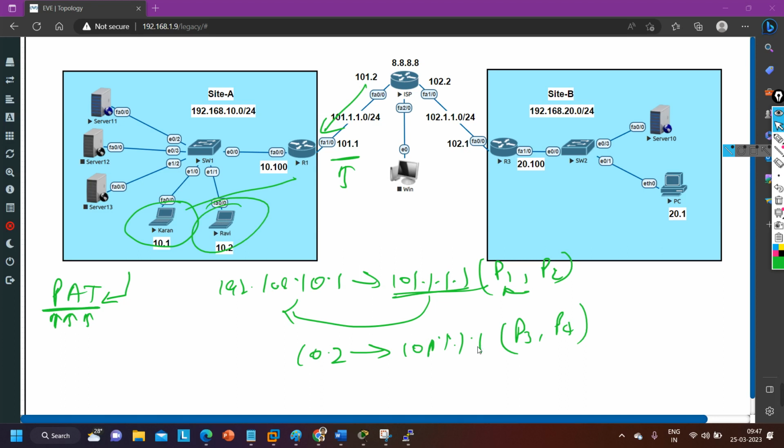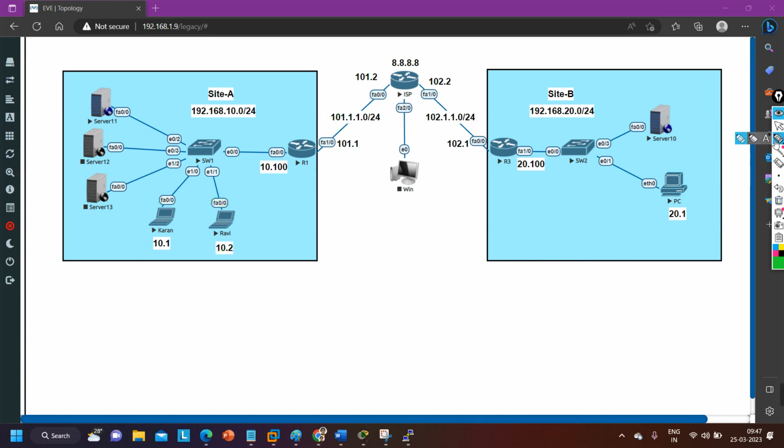Okay guys, but before configuring NAT on your edge router, there are some things that you need to keep in mind. First thing is you have to identify your inside and outside interface. The inside interface is my private interface, and the outside interface is my public interface. So first of all, you have to identify which interface is inside and which is outside.